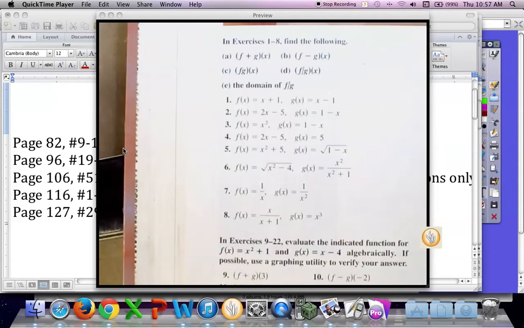And you know, any of these would be good practice. I think we did number 5 when we were doing our only homework assignment. It might be even better to do one like, how about number 2, right? How do I do that? The f plus g of x for number 2.